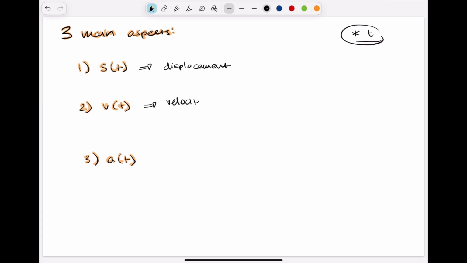And velocity is similar to speed, but it has a direction. So this is our change in displacement over time. And you can already start to think how this relates with calculus, like derivatives and integrals. The unit for displacement is often meters, and the unit for velocity is often meters per second. And lastly, we have A of t, which is our acceleration, which is our change in velocity over our change in time. And so the units for this are going to be meters per second squared.